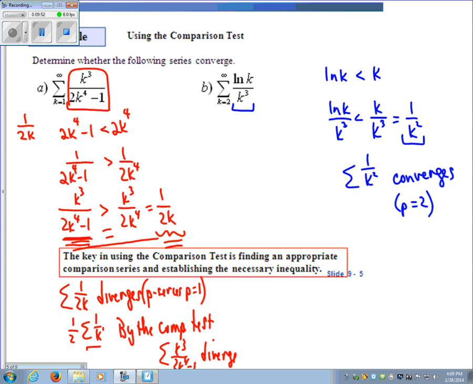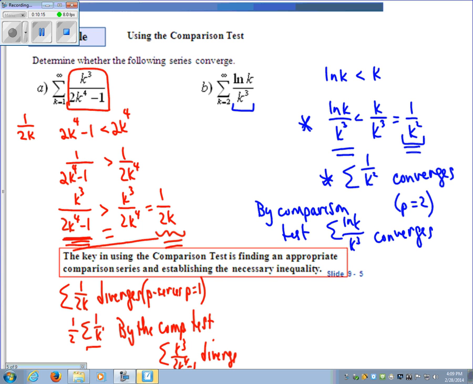So since this one is always smaller than this one, and this one converges, by the comparison test, natural log of k over k cubed must also converge. So you must establish your inequality, state the series that you're comparing it to, what you know about its convergence or divergence, and give justification, and then state what the comparison test actually tells you based on the inequality you set up, and if you had the right convergence or divergence of the one you compared it to.